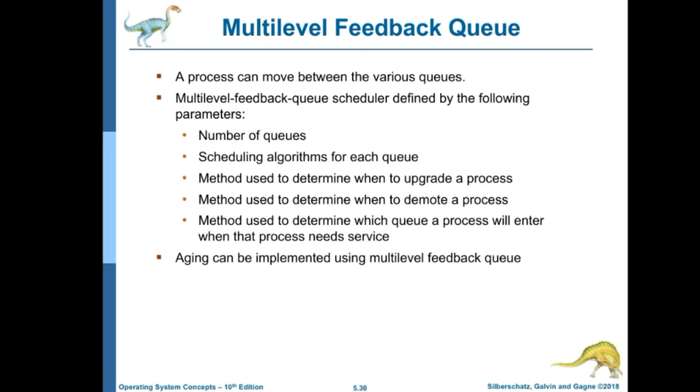Multi-level feedback queue. A process can move between the various queues. A multi-level feedback queue scheduler is defined by the following five parameters. First is the number of queues; second, the scheduling algorithm for each queue; third, the method used to determine when to upgrade a process; fourth, the method used to determine when to demote a process; and lastly, the method used to determine which queue a process will enter when it needs service. Aging can be implemented using a multi-level feedback queue.